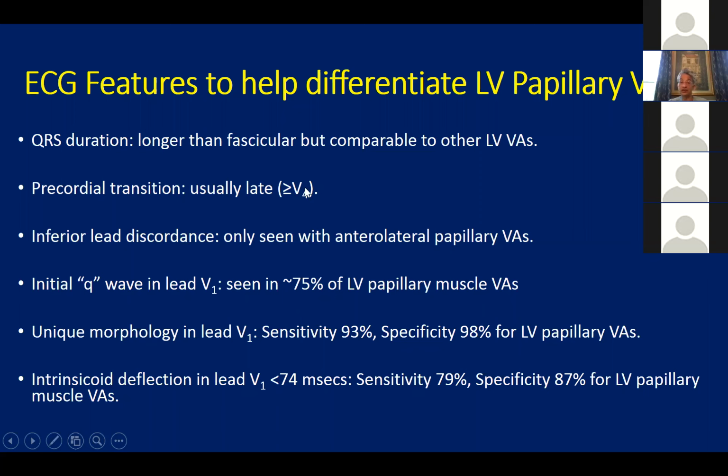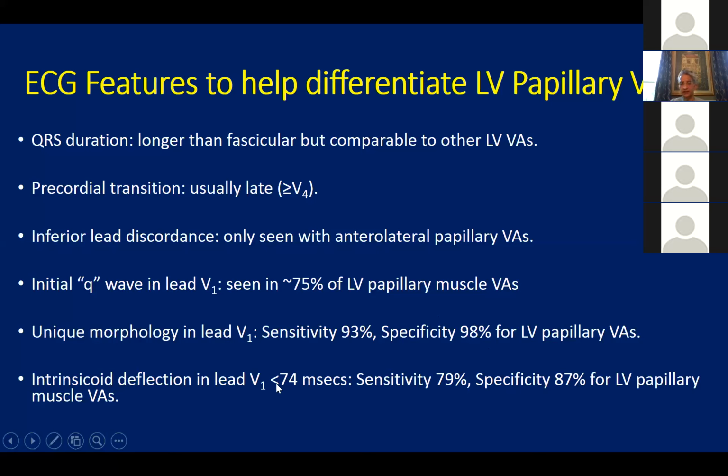Inferior lead discordance is helpful in distinguishing anterolateral from posteromedial papillary muscles. Presence of a small Q wave in lead V1 is also seen in a lot of these. But again, the distinguishing feature is the presence of this particular morphology that I showed you in lead V1, where it either has an R prime that is smaller than the initial R, or the same height as the initial R, or slurring on the downstroke. That had a sensitivity of 93% and specificity of 98%.